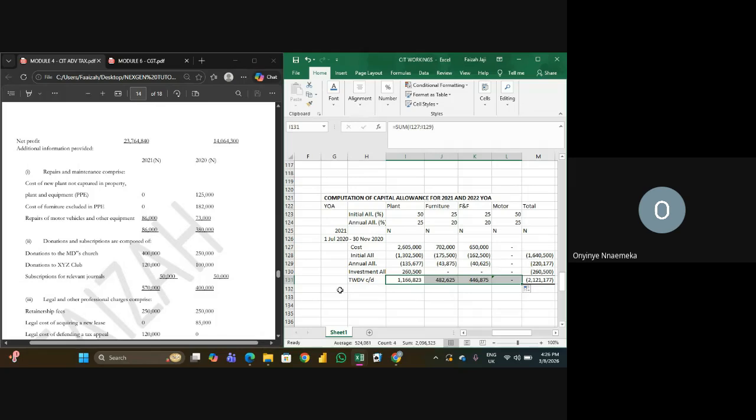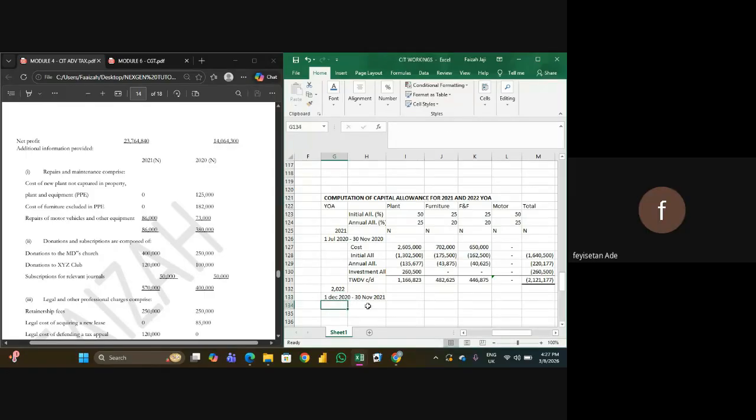Drag it across. So then we have the following year, 2022 year of assessment, which is now going to be 1st of December 2020 to 30 November 2021.